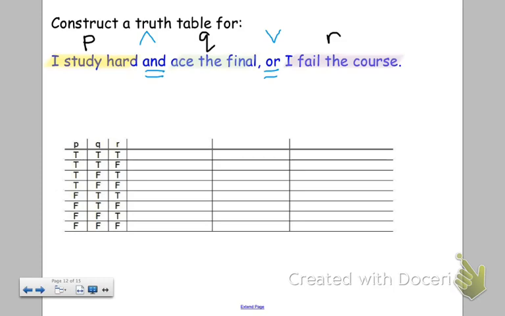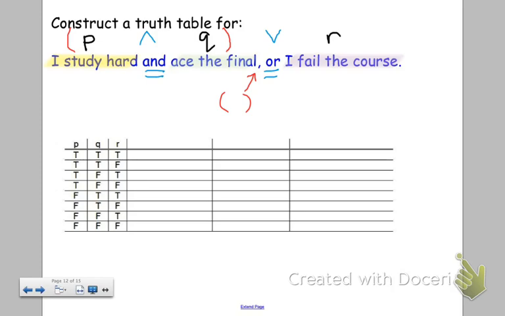Remember that comma tells me I need to use parentheses. Okay. I base where I use parentheses based upon which part of my sentence has two statements. If I look before my comma, I have a P and a Q. If I look after my comma, all I have is an or. So I need to put my parentheses around P and Q. Okay, so this tells me that when I write, I study hard and ace the final, or I fail the course, symbolically, I've got P and Q in parentheses, and then outside of that I have or R.